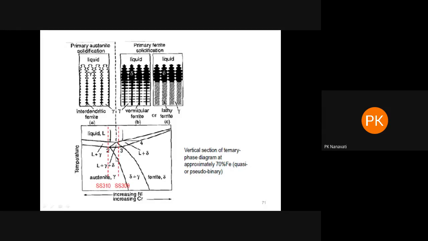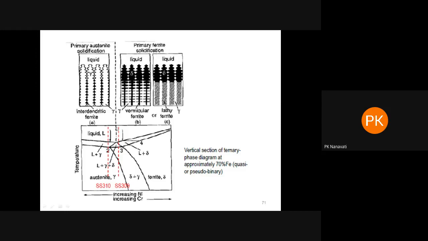In a second composition, your first phase is delta ferrite and the secondary phase is austenite. Here over you have austenite. This is a more good situation. Primary ferrite solidification is more beneficial. It is a very good condition where you can prevent solidification cracking. Primary delta ferrite, secondary austenite.